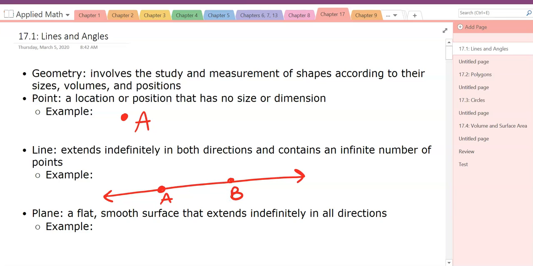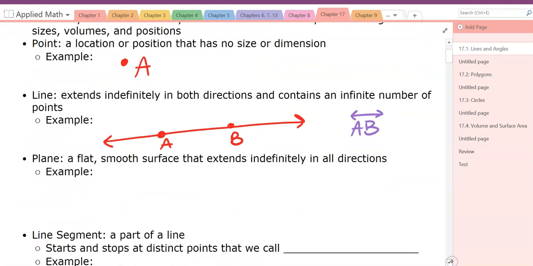Now, if you wanted to name a line, like this one, you use two capital letters, any two that are on that line, and then the symbol is just to draw a little line above those letters. That's the notation that we use. The reason why we talk about naming it is because we also have things like line segments and rays, and those are a little bit different than a line. So they all have different notation.